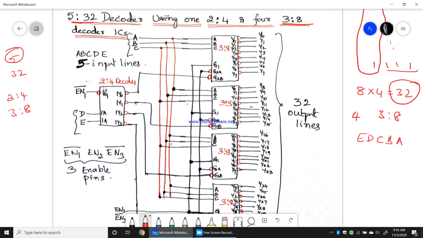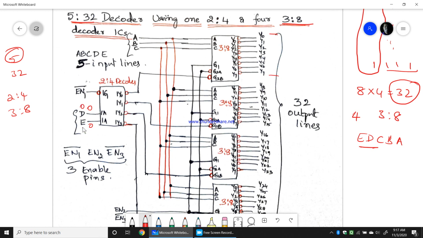For that, I'll take a 2:4 decoder, where the 2 inputs of that decoder will be the last 2 inputs D and E, where the output of that 2:4 decoder is made as an enable input for these 4 different 3:8 decoders. Now if D and E is 0 0, Y0 is selected, and that will give 0 to this, and this gets selected where we read Y0 to Y7.